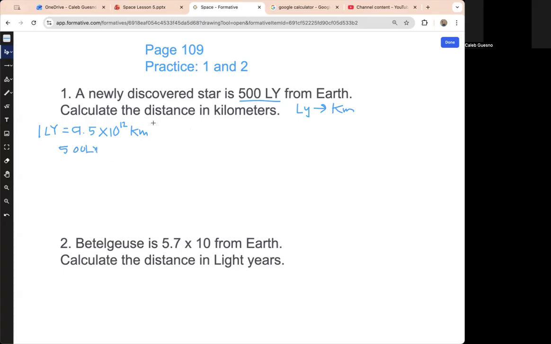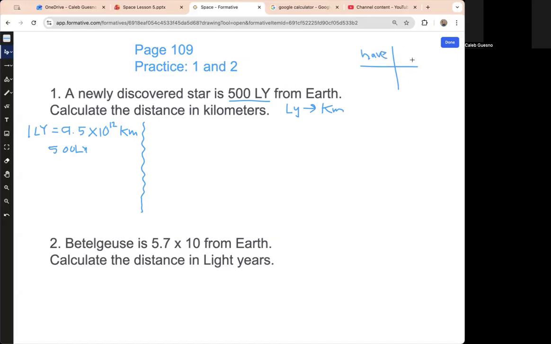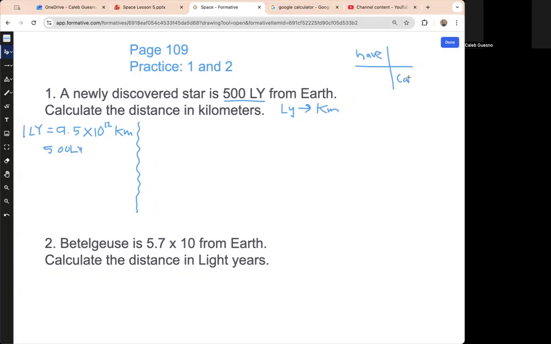Okay, so here's what we're going to do. For both these problems, we got to remember our grid. We have to put what we have, and then what we want to cancel, and this is what we want. Let's fill out this grid. What we have is given in the problem. 500 light years is the new star. That's how far it is.